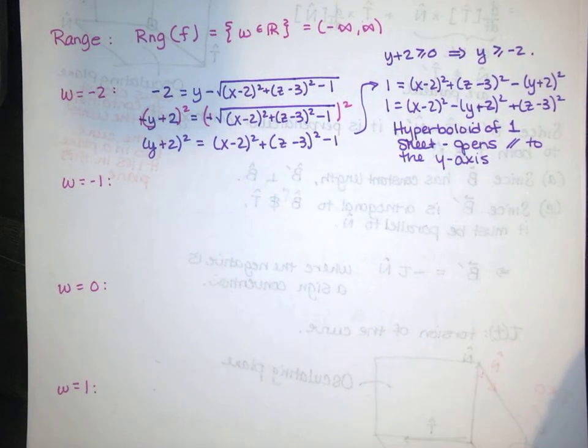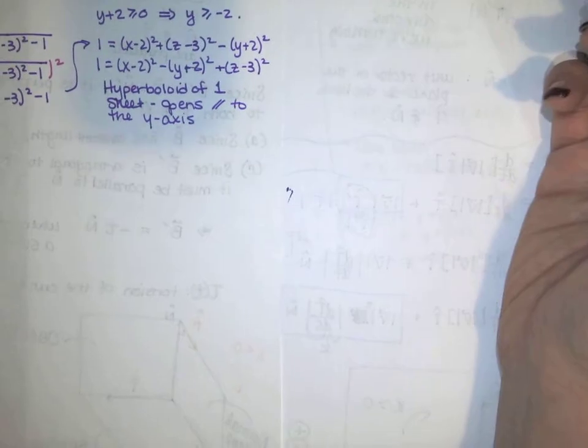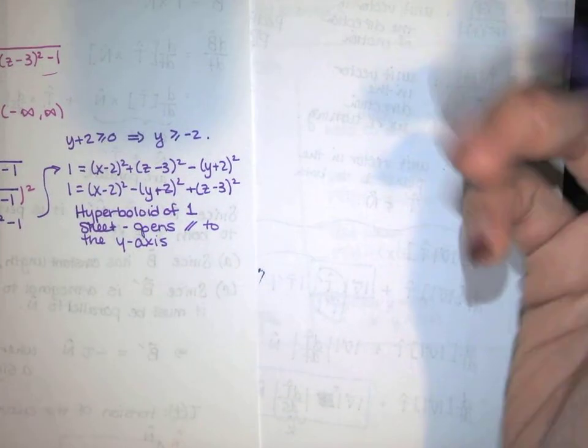Okay, so what does this hyperboloid of 1 sheet look like if y is greater than or equal to negative 2? This is kind of a weird one. It's because I made it up. That's okay. Sometimes you get weird surfaces. Okay.